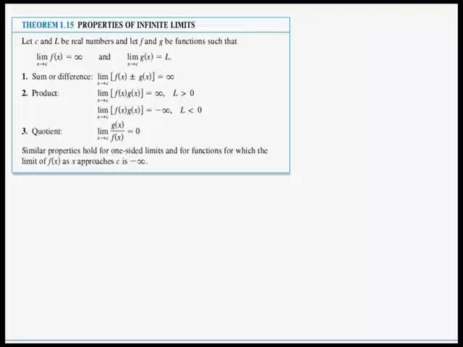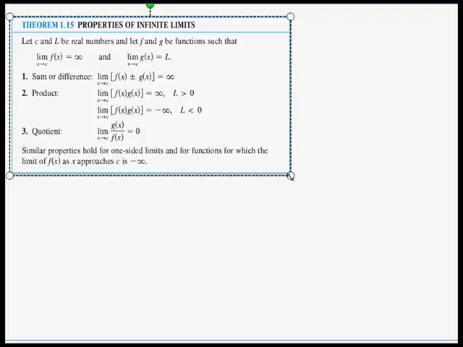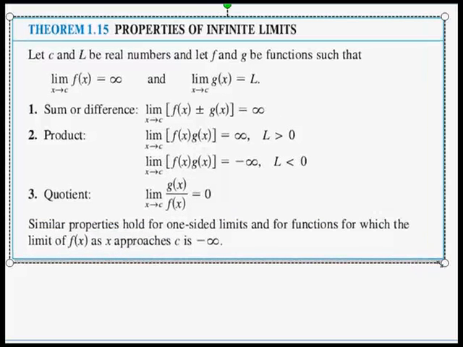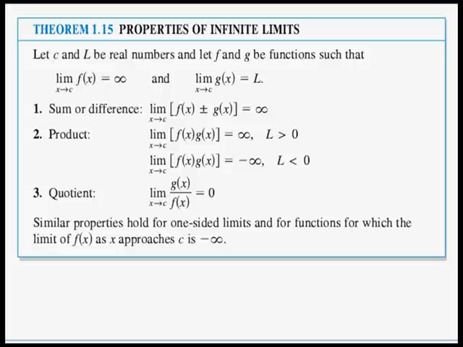And here we got some properties of infinite limits, and these might be very similar to our properties of limits and other stuff with properties of continuity. Property C: let c and L be real numbers, and let f and g be functions such that the limit of the f function is infinity, and the limit of the g function is L. So here we have a limit, it's just a number. Here we have an infinite limit.